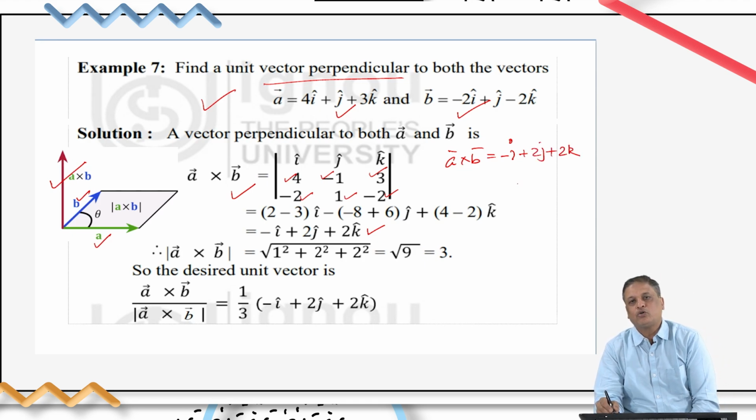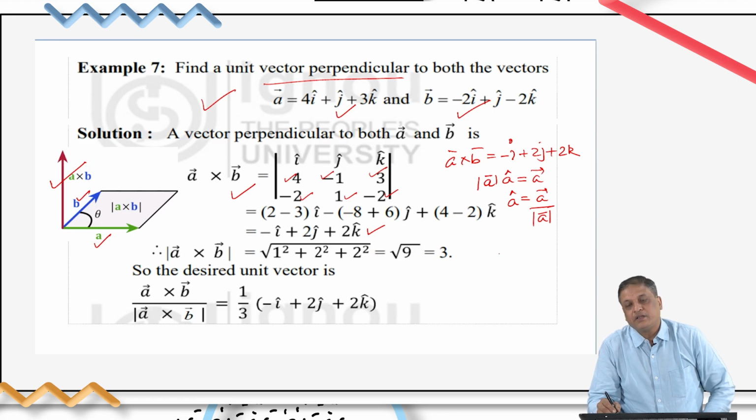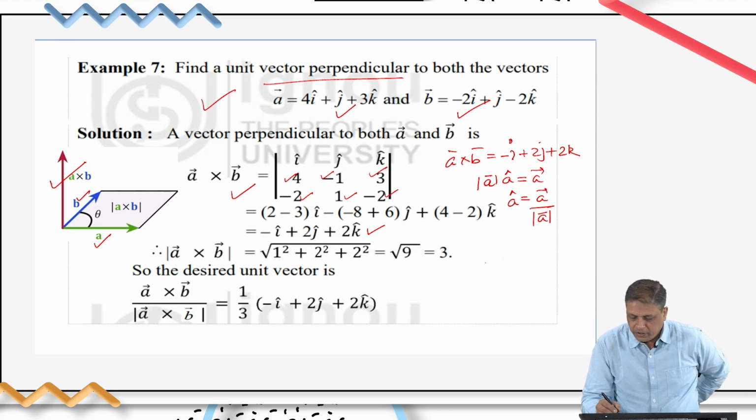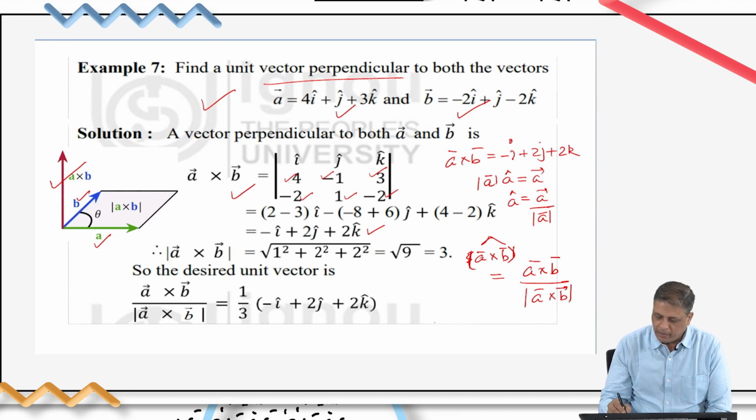Now, the question is about finding the unit vector, and we know that magnitude of A into A unit vector is equal to vector A. So, A unit vector is equal to A vector divided by magnitude of A. Here we are to find the unit vector for A cross B, so this will be A cross B upon magnitude of A cross B. So, what will be the magnitude of A cross B?